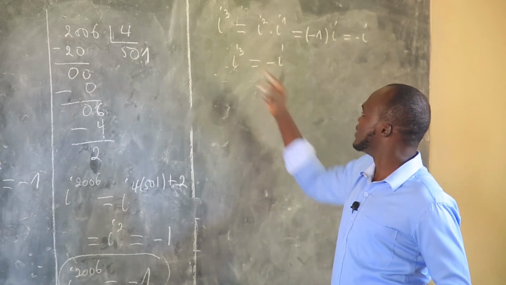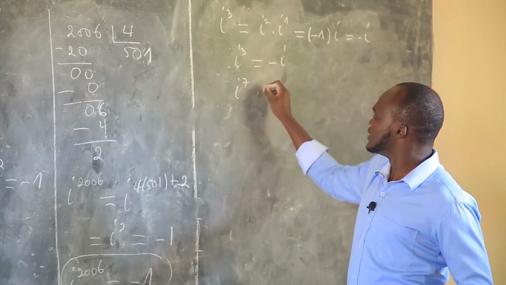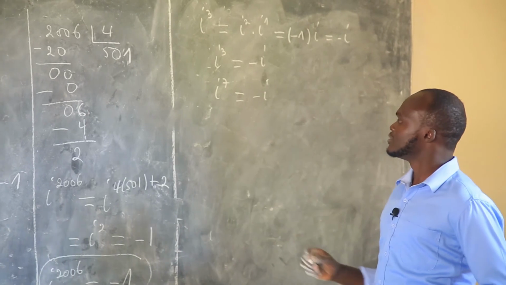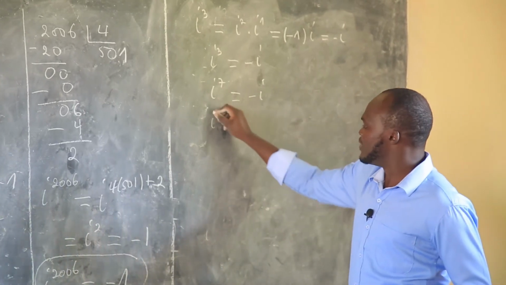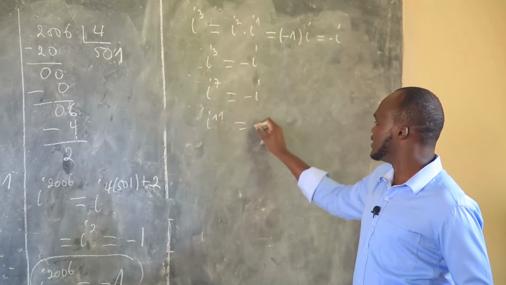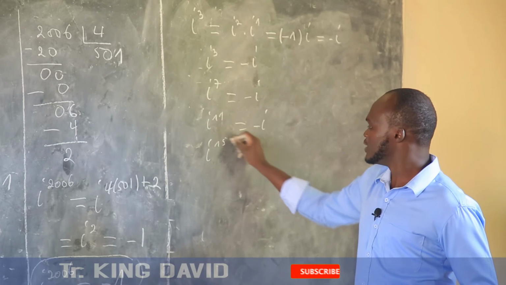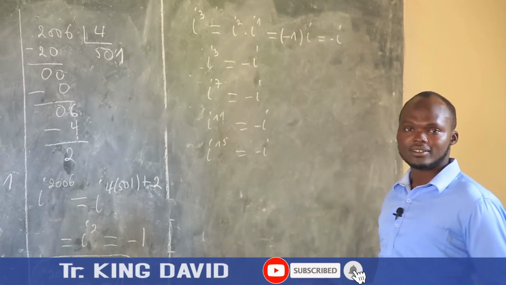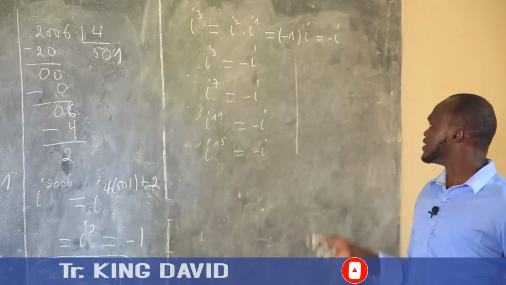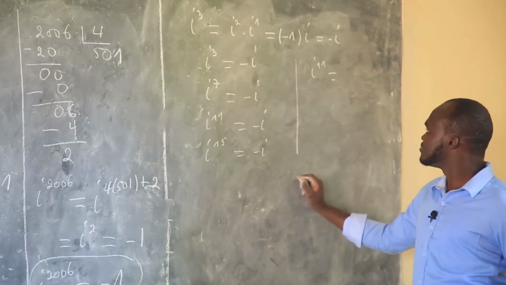So this is i power 3. So can I add 4 here? i power 7. So the answer also is negative i. i power 11 also will be negative i. i power 15 also will be negative i. How? For example, let me take like i power 11. So i power 11, how is it negative i?